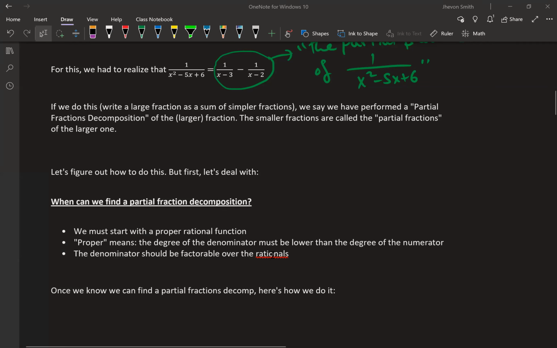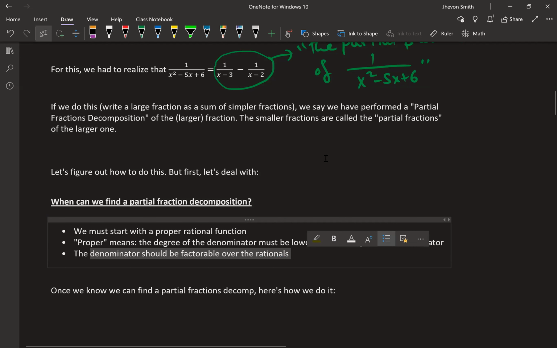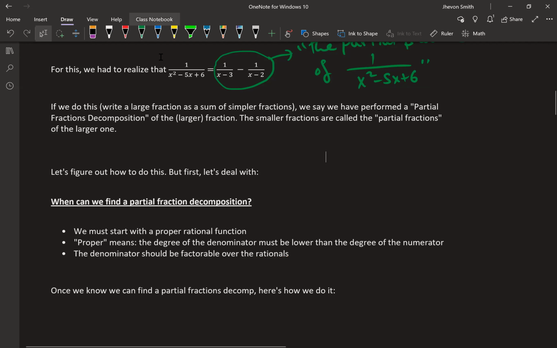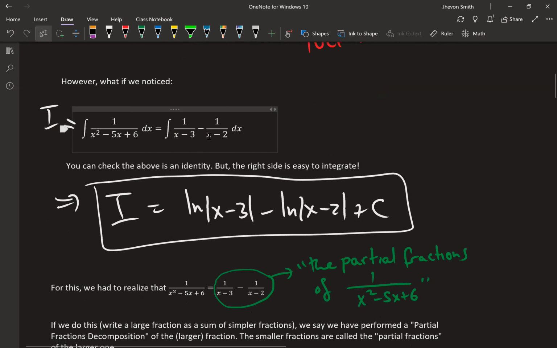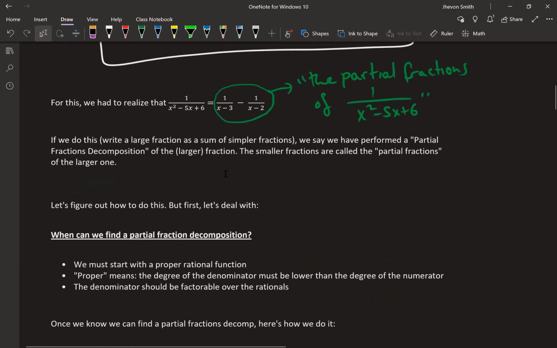There are a couple of things you need to look out for. The first thing is, as someone mentioned, yeah, the denominator should be factorable. You should be able to factor the denominator. So that's the first thing. The fact that x squared minus 5x plus 6 factors into x minus 3 times x minus 2 is part of the reason why I was able to do this. This tells me that if I multiply the two denominators, I get the general denominator over here. So these two guys are factors of the denominator.